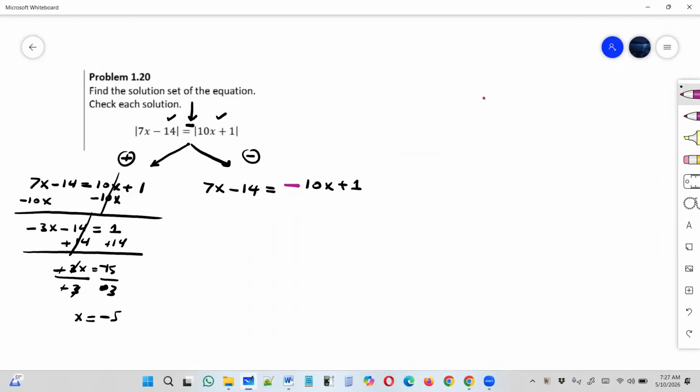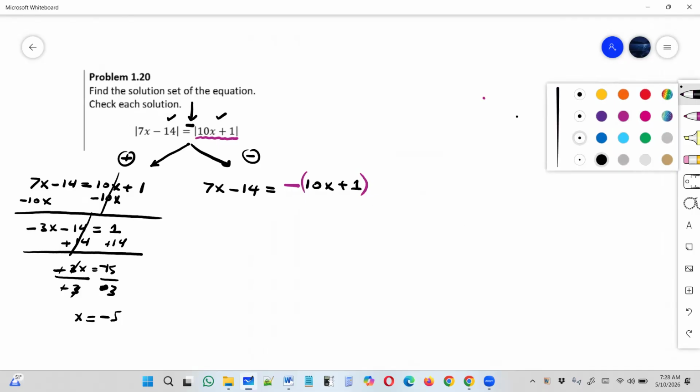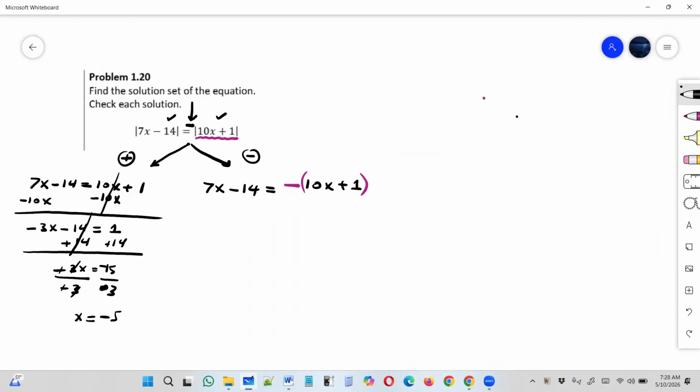because the minus has to be acting on everything. So if you have multiple terms on the right, you put parentheses first. Now this is the correct way to do it. Now you have like a -1 multiplying this and that. So we take care of the parentheses first. So that will be -10x minus 1.